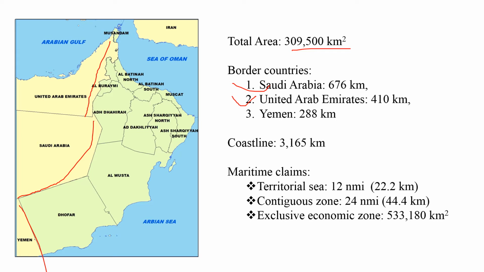But if you look at Oman's geography in the eastern part, the whole eastern part is covered with the ocean. So Oman has a huge coastline, almost 3,165 kilometers long, with lots of coastal habitat, along with huge biological diversity and different resources. Maritime claims: it has a territorial sea of 12 nautical miles, a contiguous zone of 24 nautical miles, and the EEZ, or exclusive economic zone, covers a huge area.